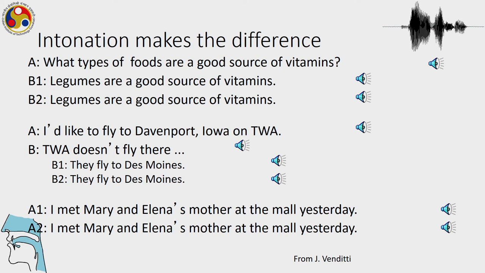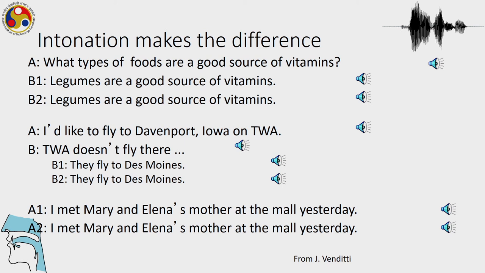You can hear that in sentence one, vitamins stands out, and in sentence two, legumes stands out. This word legumes is standing out in that sentence. Both of these answers are possible to the question that we have in A. Even though they are string-identical sentences, what we understand from them is pretty different with regard to emphasis: in B1 and B2, in one sentence vitamins is emphasized, in the other legumes, which we hear more prominently.